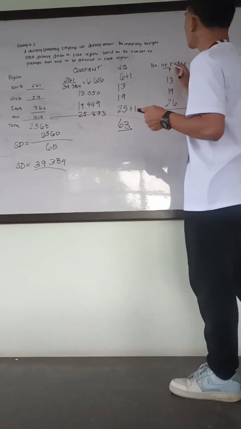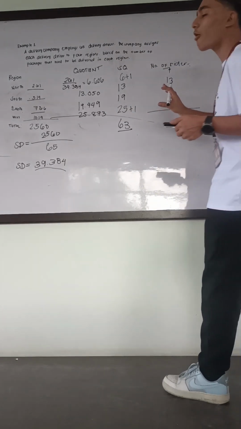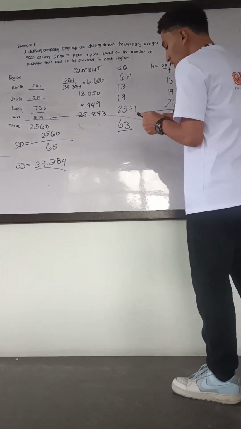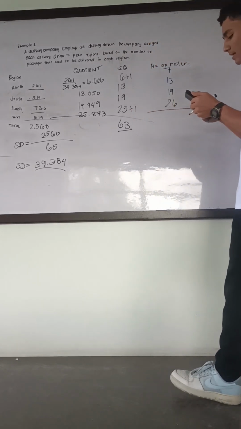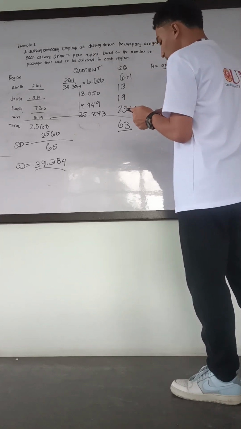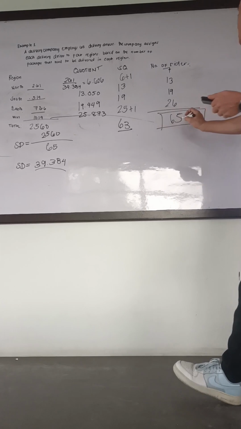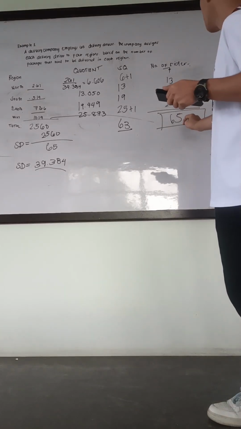So we can now sum it all to evaluate our answer: 7 plus 13 plus 19 plus 26. So we got a total of 65 drivers.